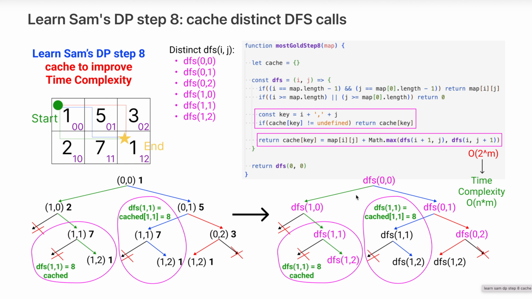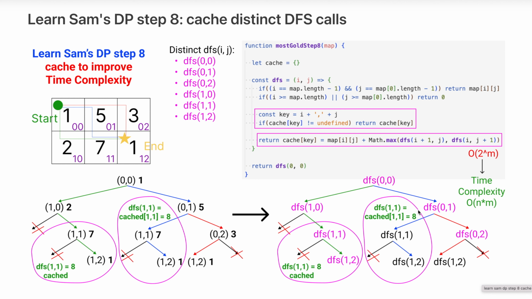For time complexity, we can see that in our entire tree, we only need to visit the pink nodes. If we are at a non-pink node, we can just look at the cache and return the value. We don't have to run it.